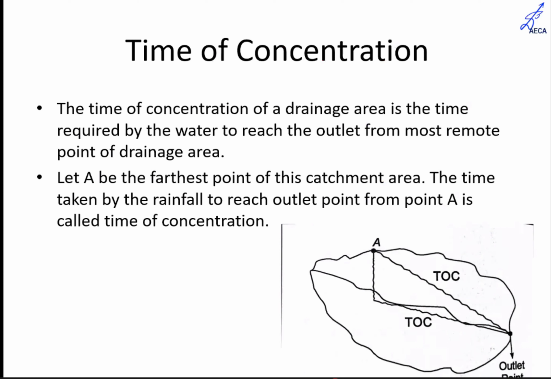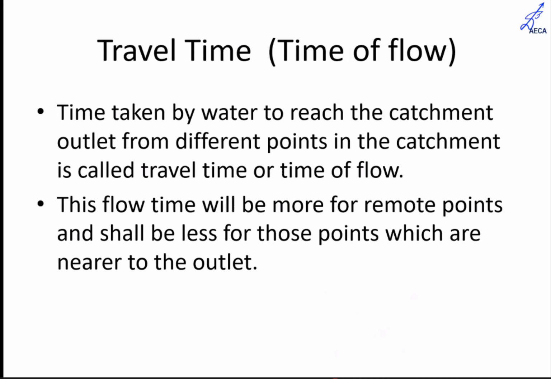Another term which is used in these calculations is the time of concentration. Now, what is the time of concentration? The time of concentration for a drainage area is the time required by the water to reach the outlet from the most remote point on the drainage area or the catchment. So if A is the farthest point on the catchment, the time taken by the rainfall to reach from A to the outlet point will be called the time of concentration.